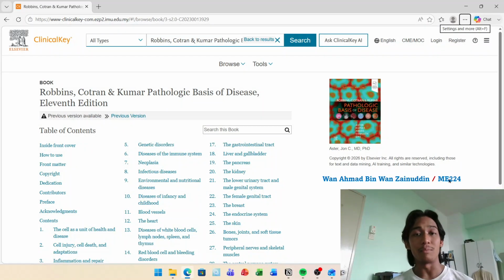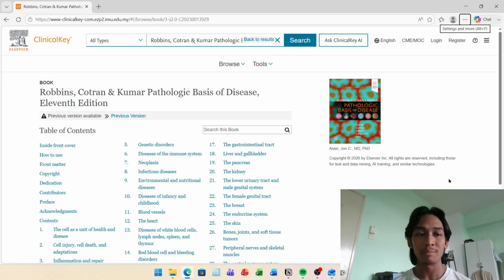I'm a student from IMU currently doing MBBS, and I'll be conducting a book review on the book Robbins, Cotran, and Kumar Pathologic Basis of Disease, the 11th edition. To start off, what is so interesting about this book? What do I like about this book?